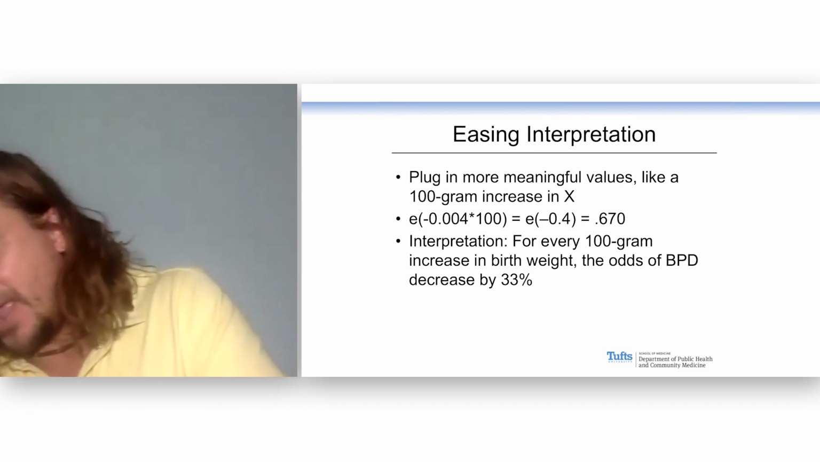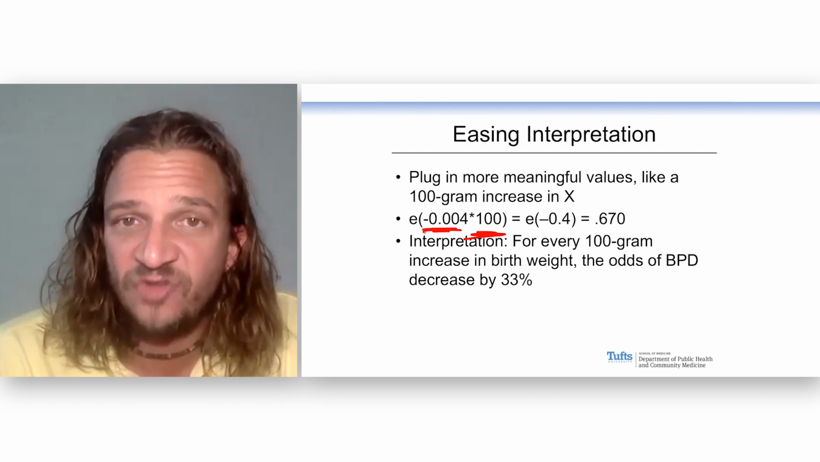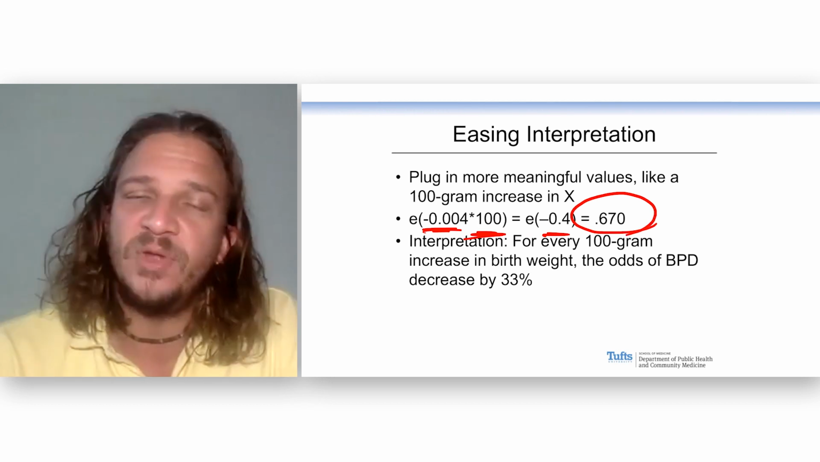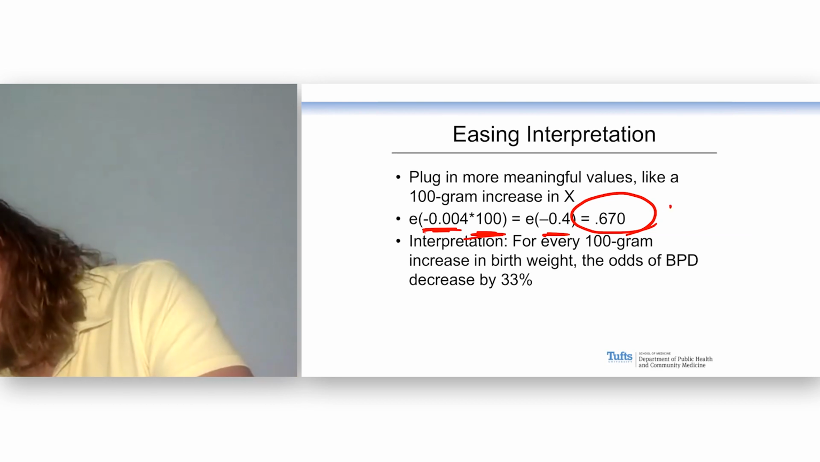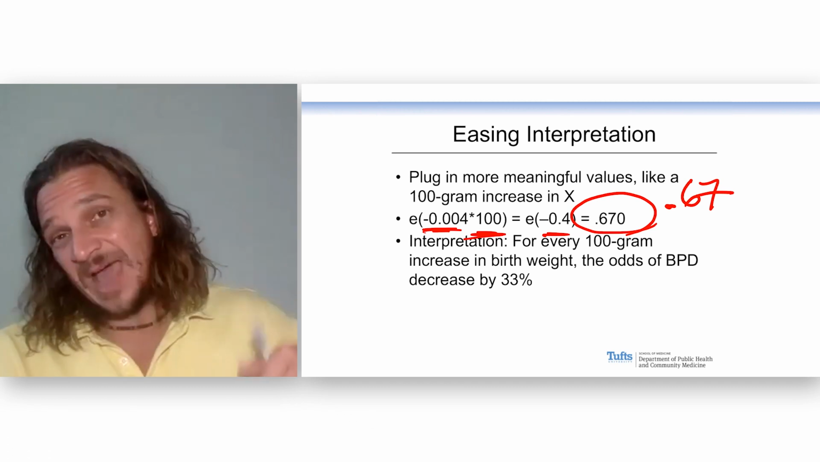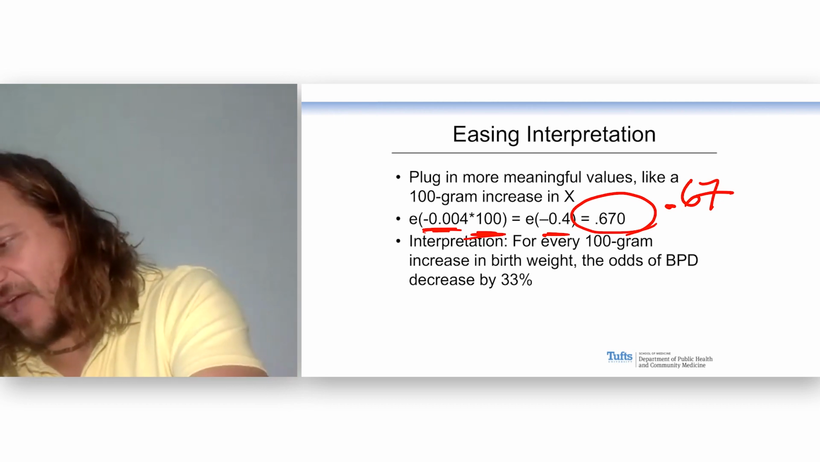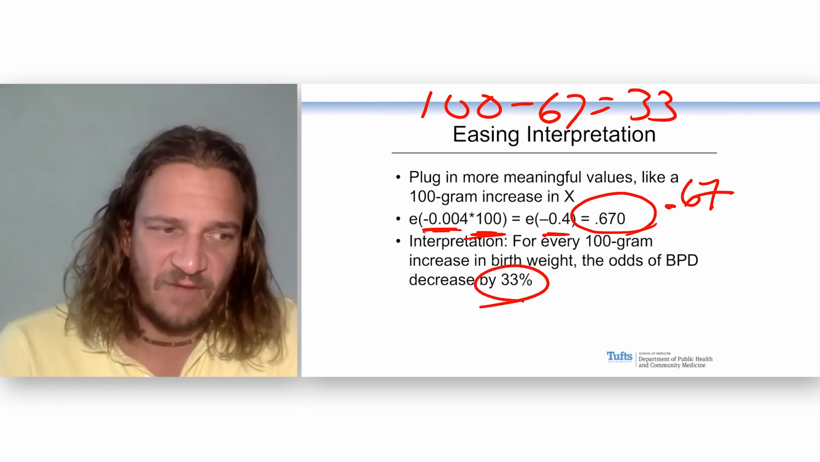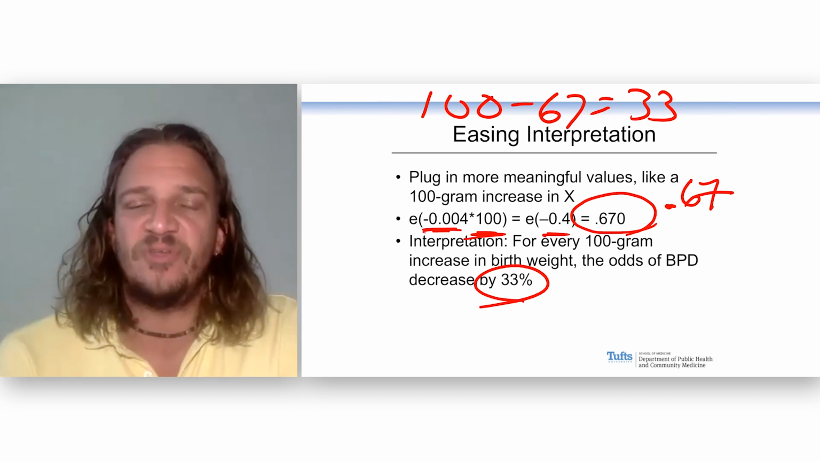So if we do that same thing, if we take the slope and then we plug in, instead of a 1 unit increase, a 100 unit increase, we get this. Punch in the anti-log and you get 0.67. And that is for every 100, so that is 0.67 times the odds. Lower odds, it's protective. It goes down, not as strong as half, but it goes down. And one way people like to interpret this is if you have 0.67, you can go 100 minus 67, which is 33, and you can do this. For every 100 gram increase in birth weight, the odds of BPD decrease by 33%.